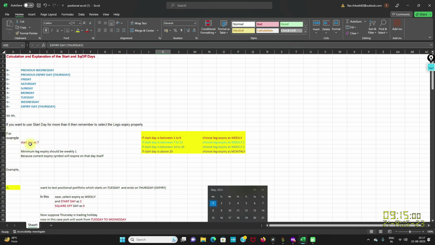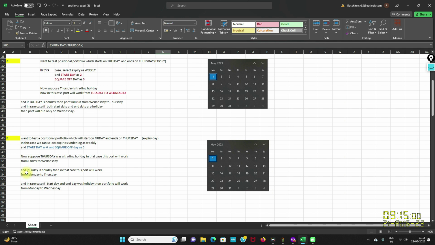Now, for example, if the start day is 7, the minimum leg expiry should be weekly 1. Why? Because the current expiry symbol will expire on that day itself. That's the reason. If the start day lies between 7 to 13, then choose leg expiry as weekly 1.